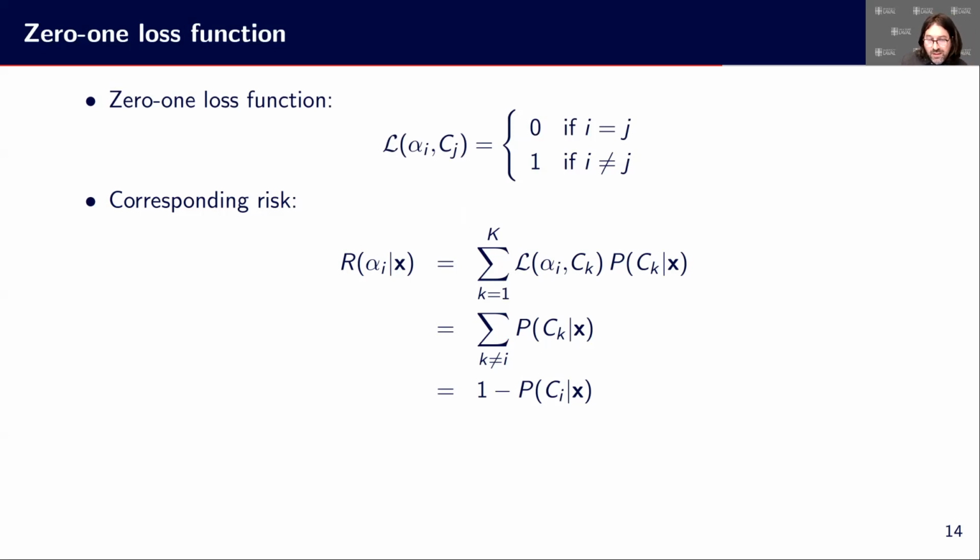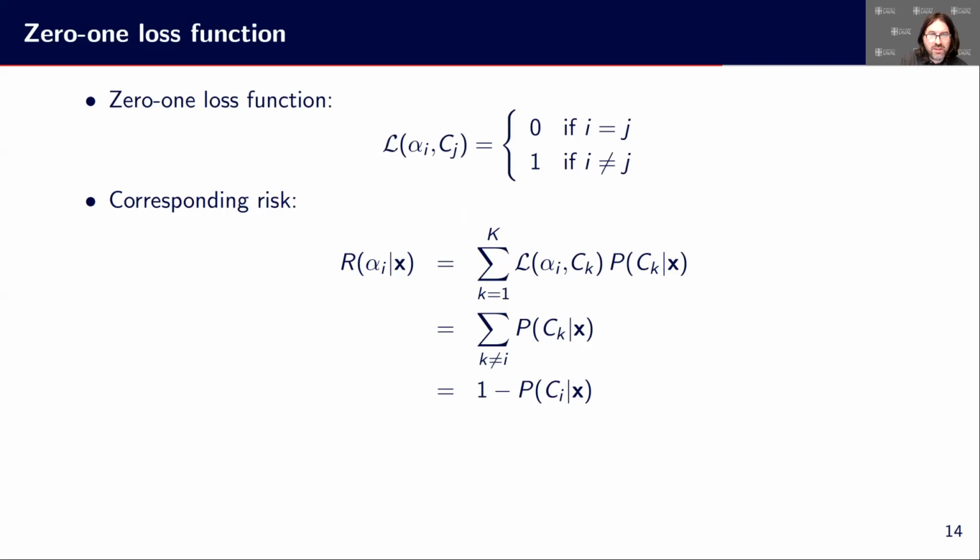Given that the sum of all posteriors P(C_k given x) from 1 to k is equal to 1, we can say this is equivalent to 1 minus the posterior probability of the right class, the ground truth class, so the class that is the real class of that sample x.